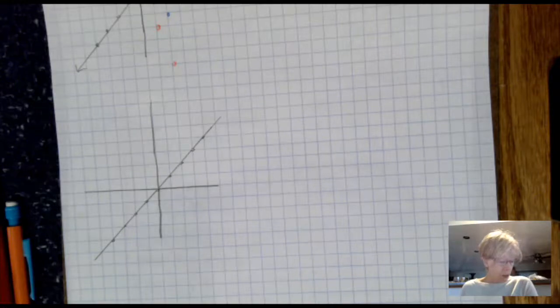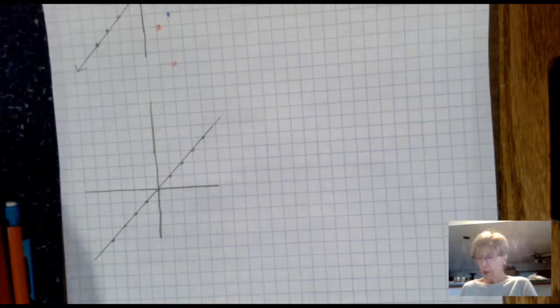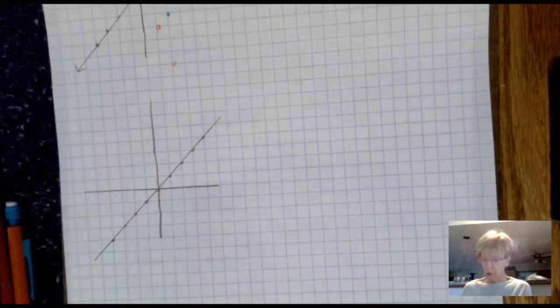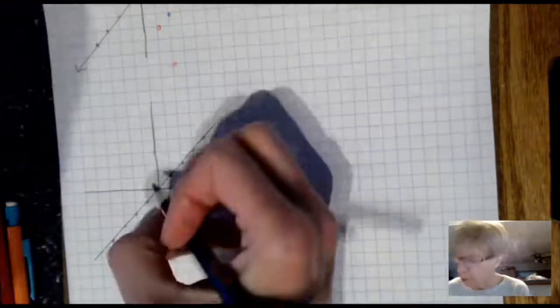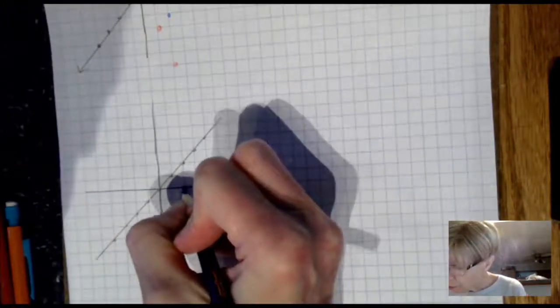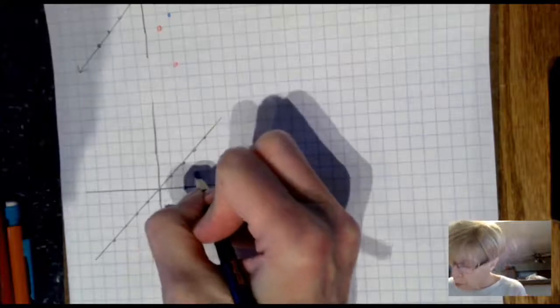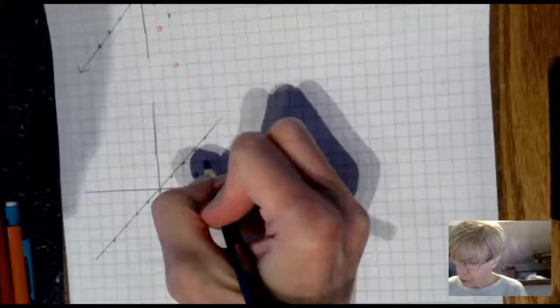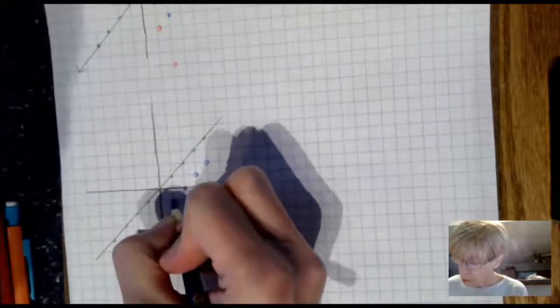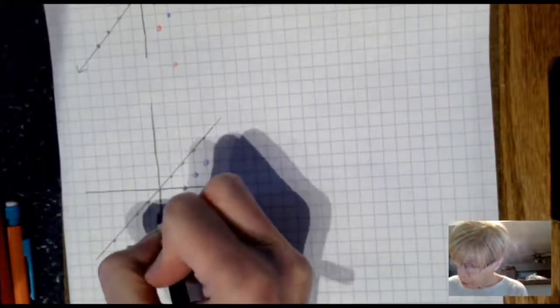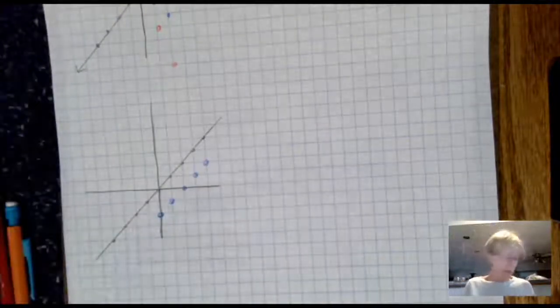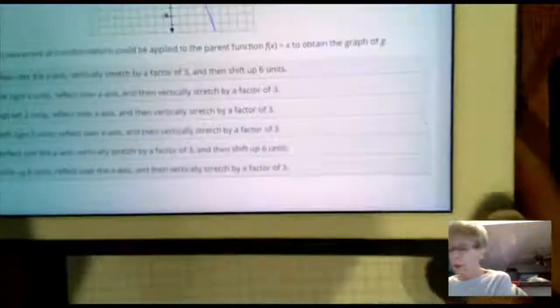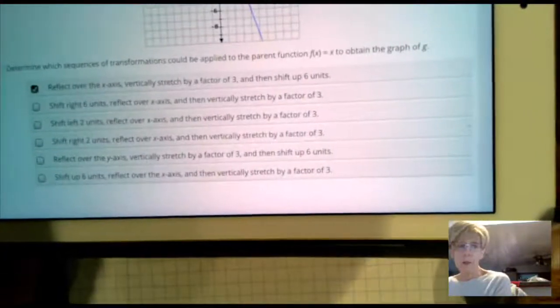And it starts by shift right 2 units. So we're going to take this graph and we're going to shift right 2 units. 1, 2. I'm counting right 2. 1, 2. So there's the shift right. Again, I'm on option 4 on here, shift right 2 units.